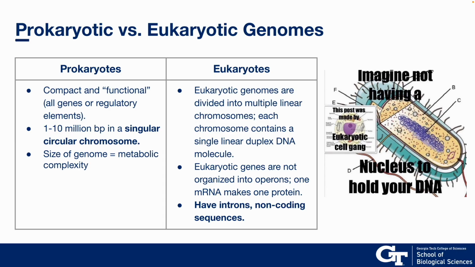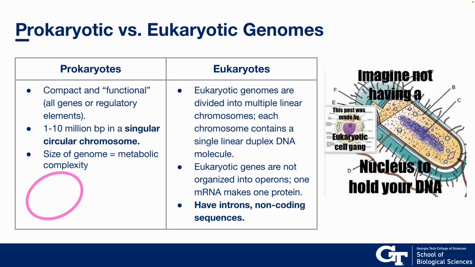Well, I've just written this table out for you, right? In prokaryotic genomes, all genes have a function. Everything codes for a protein, and it's going to be in a single circular chromosome of all functional genes. Therefore, the size of the genome is directly correlated to how metabolically complex a prokaryote is, because every gene has a function. What about eukaryotes?